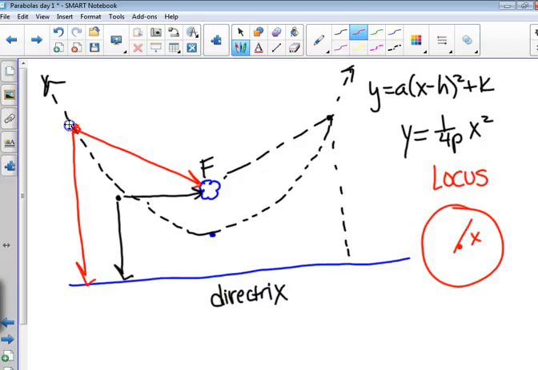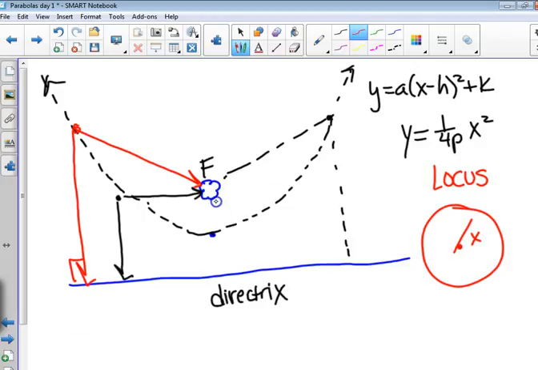Anywhere on that parabola that I pick will be the same distance to here as it is to here. Now, when you measure to a point, you measure with a straight line. When you measure to a line, you have to make a right angle. Okay? That's the locus of points for a parabola. All points equidistant from a certain point and a line. That point is called the focus, and the line is called the directrix.